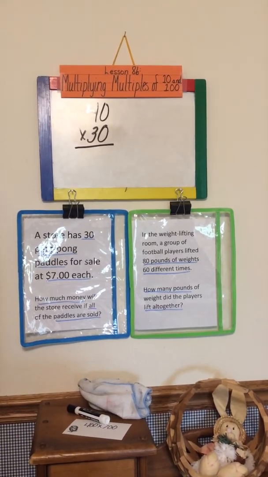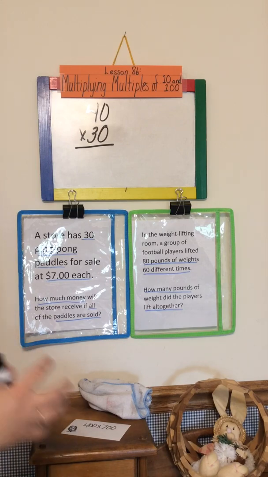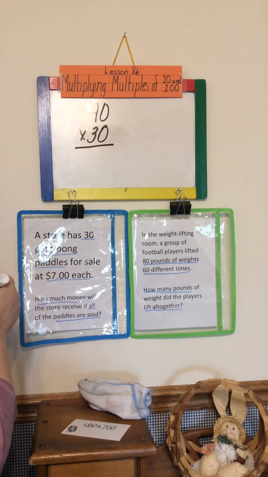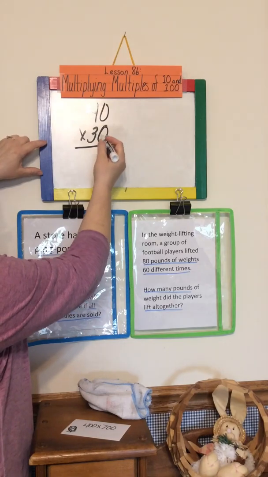Good morning, fourth grade. Today we are learning lesson 86, multiplying multiples of 10 and 100. It is similar to yesterday, but we are going with just 10 and 100, and we're going to try and do it a little faster using our multiplication facts. And hopefully if we have them memorized, it's going to go much quicker. So kind of a review of yesterday, but adding a little bit more for a quick way to do it.